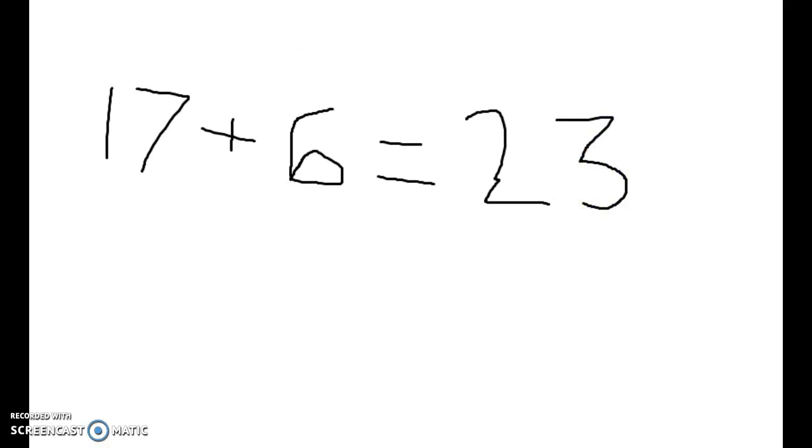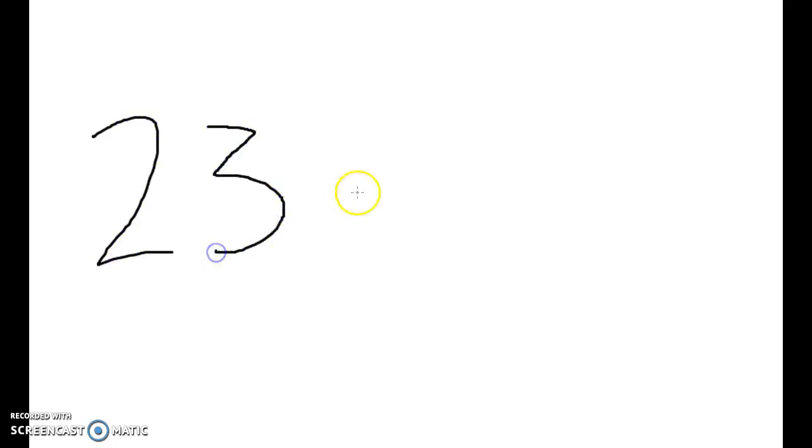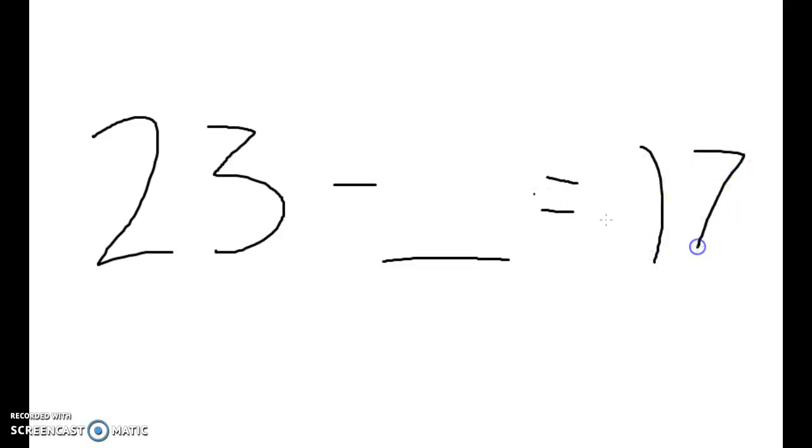And today I'll also be showing you the opposite method, which is subtracting. So if we do the opposite way, it is 23 minus blank equals 17. We do the opposite. We do the exact same way, but we subtract. If you do the exact same way, 23 minus 17, you will also get 6 as well.